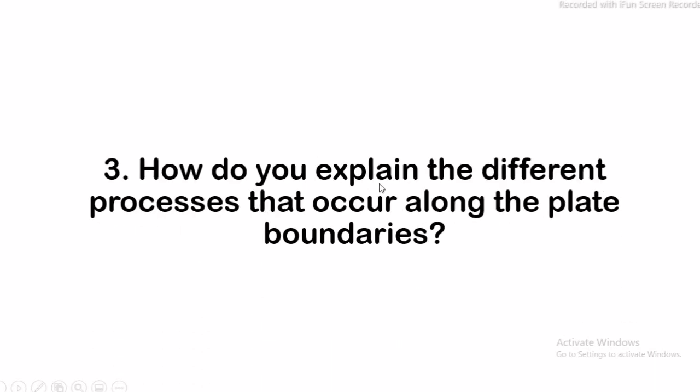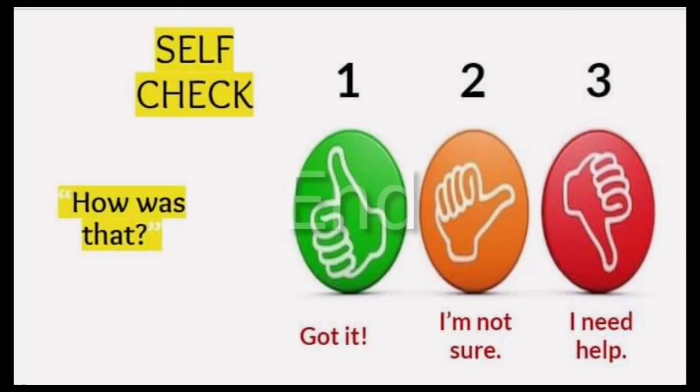And the third is, how do you explain the different processes that occur along the plate boundaries? So if the two plates are converging, what happens? What are the processes? If the two plates are diverging, and if the two plates have a transform fault boundary, what are the processes and geological events that occur? And that ends our lecture about plate tectonics.